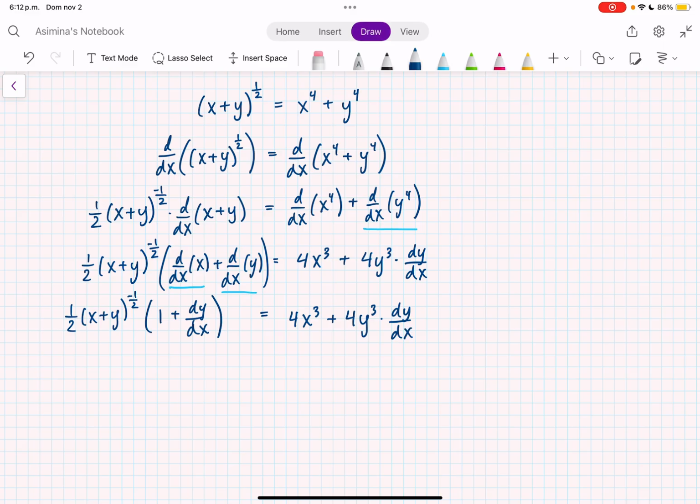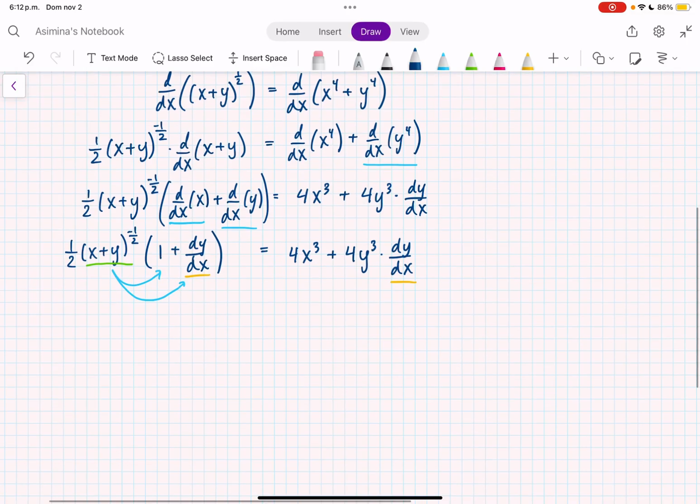Great, so we've differentiated both sides with respect to x. Now what is the task of this problem? It's to find dy/dx. So I'm going to want to try to isolate that. I'll begin by distributing this to both sides over here. And now I'm going to start writing the (x plus y) to the 1/2 as the square root of x plus y, because that'll be a bit nicer.